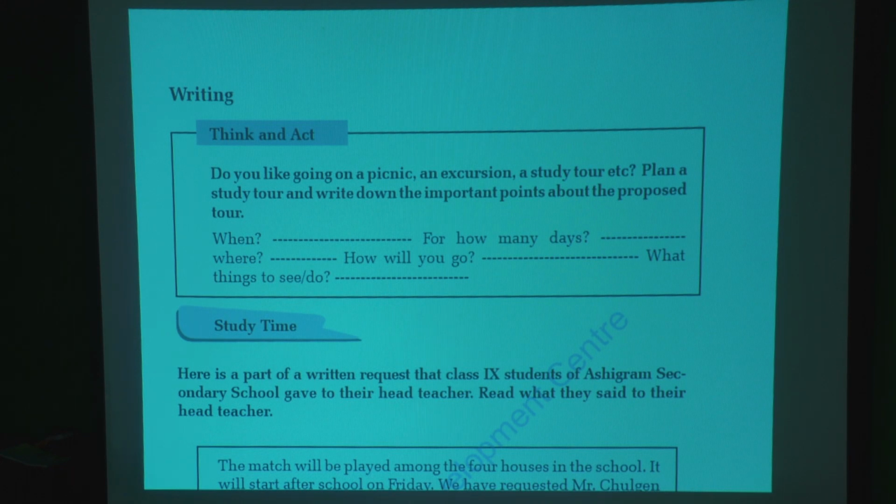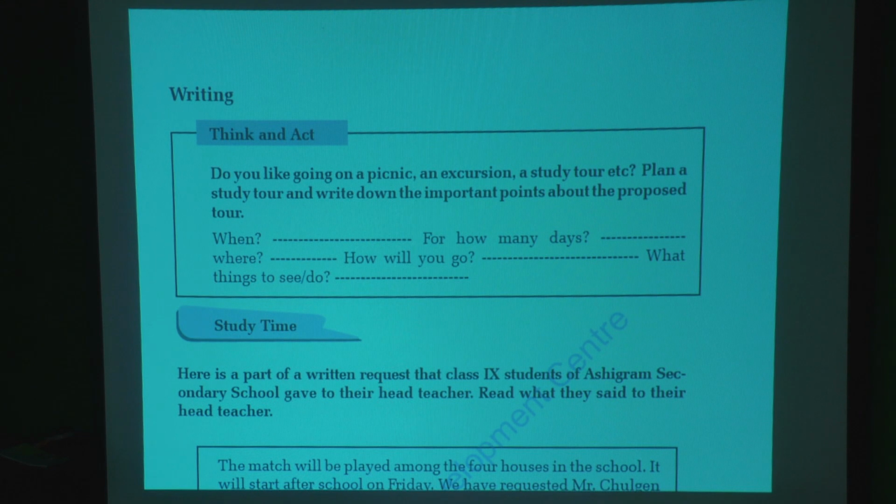So every one of us would like to go somewhere, okay? And in a group, like picnic, excursion, study tour, these are very interesting for us in our leisure time. So I hope everyone enjoys that or would like to go. So look at it: plan a study tour and write down the important points about the proposed tour, okay?